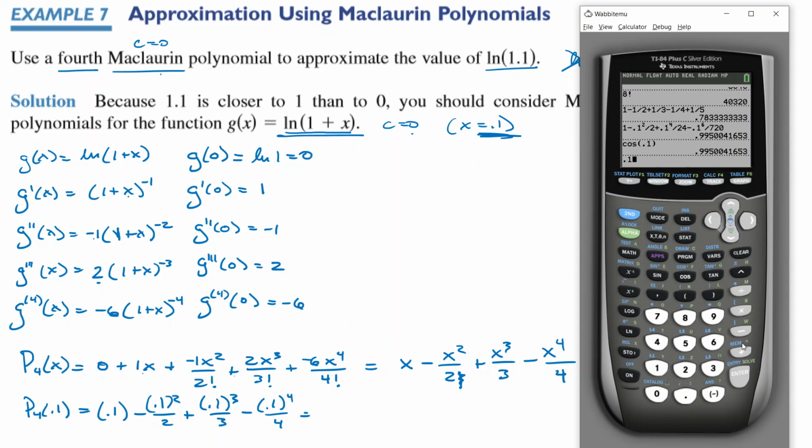So 0.1 minus 0.1 squared divided by 2. Actually, we already have this here, don't we? Or something similar, not quite. Plus 0.1 cubed over 3 minus 0.1 raised to the fourth divided by 4. And we get 0.0953.